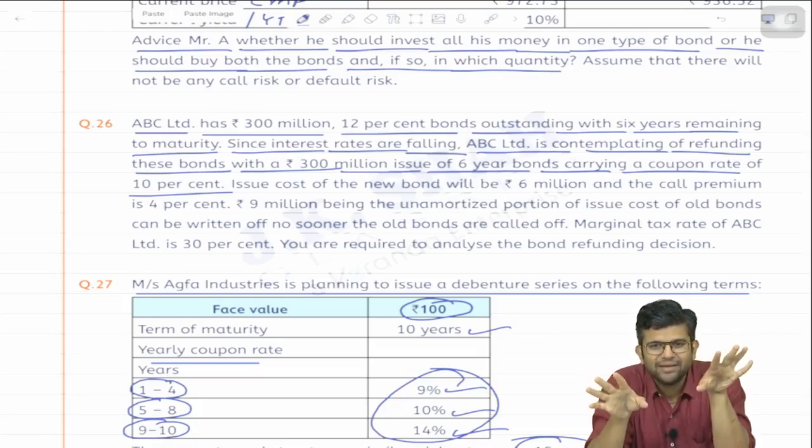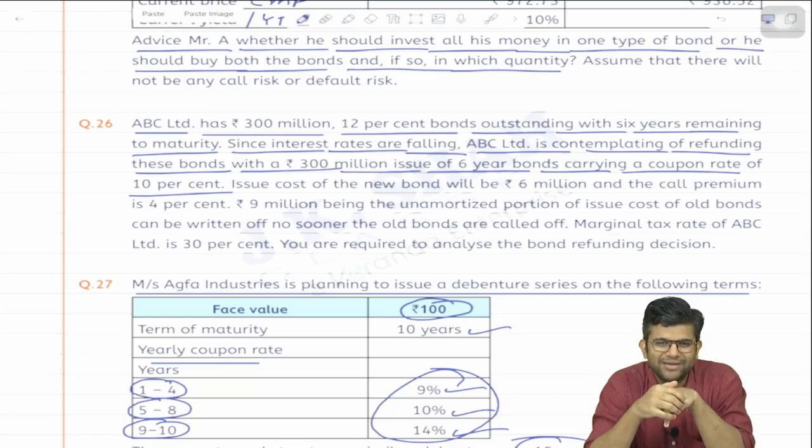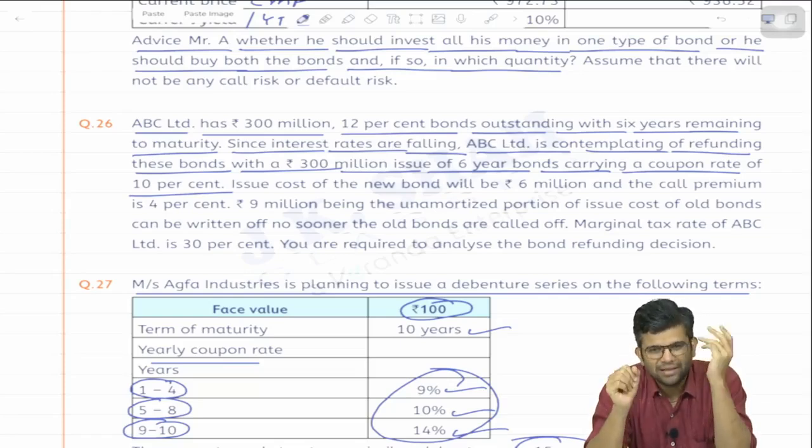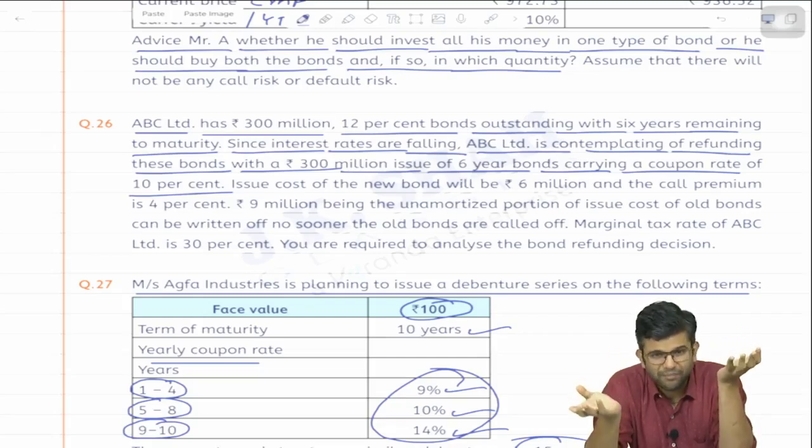It is basically, if you think carefully, a bond. ICAI calls it refunding. It should have called it bond replacement decision. It is a capital budgeting connection. Just as there you are replacing a machine with another machine, here you are replacing a bond with another bond. If incremental NPV is positive, only then we should replace. Simple calculation. Fully understood? Okay.